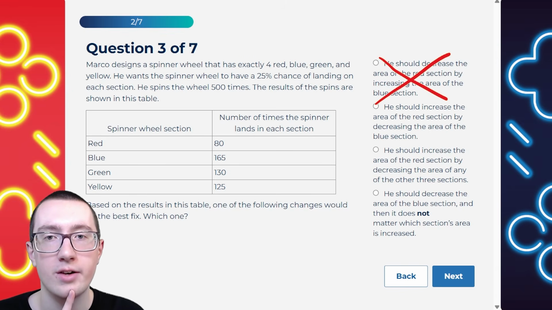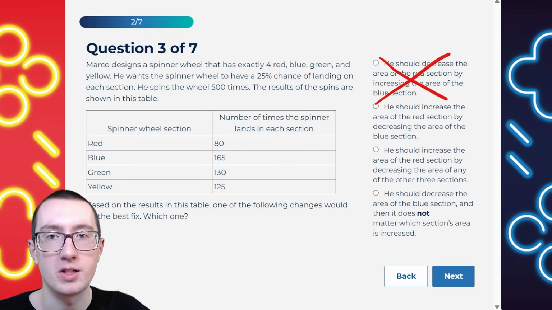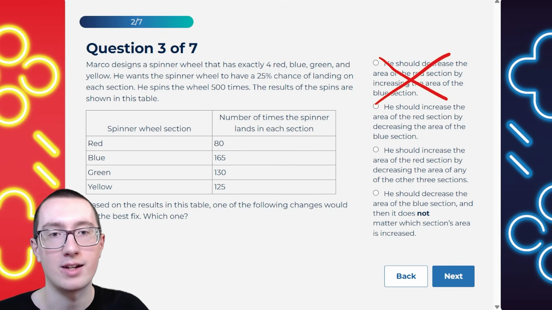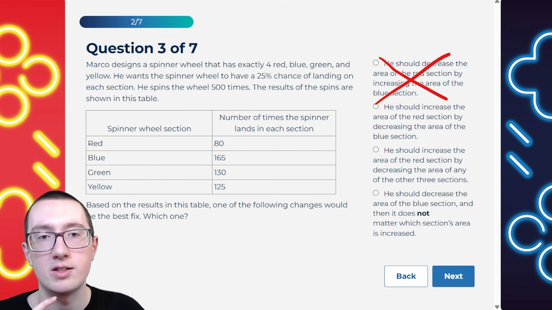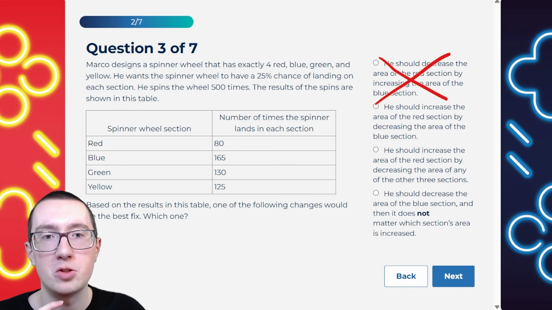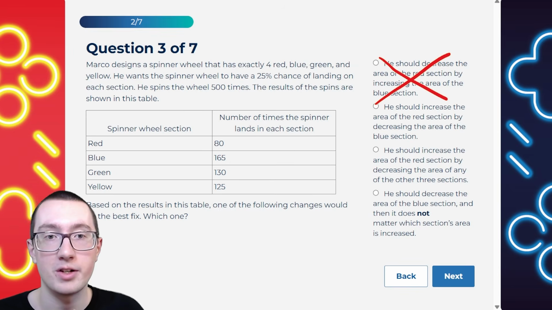He should increase the area of the red section by decreasing the area of the blue section. Okay, I feel like that's possible, because red is the worst and blue is the best, so we could take away some blue and add some red. He should increase the area of the red section by decreasing the area of any of the other 3 sections. Well, if we're going to decrease one of the other sections, we should probably do it with the one that got landed on the most, because that's probably the biggest one. And then he should decrease the area of the blue section, and it does not matter which section's area is increased. Now, it matters, because red is the smallest one.